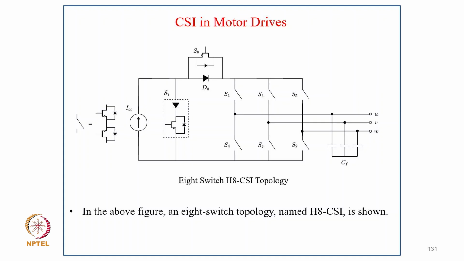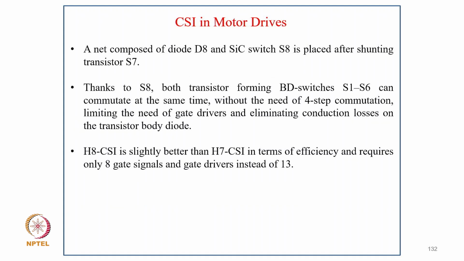And this is typically the 8 switch topology of CSI. In the above figure, the 8 switch topology, namely H8 CSI, is shown. A network composed of diode D8 and SiC switch S8 is placed after the transistor S7, and thanks to S8, both transistors forming bidirectional switches S1 to S6 can commutate at the same time without the need of 4-step commutation, limiting the need for gate drivers and eliminating conduction losses on the transistor body diode. H8 CSI is slightly better than S7 CSI in terms of efficiency and requires only 8 gate signals and gate drivers instead of 13.